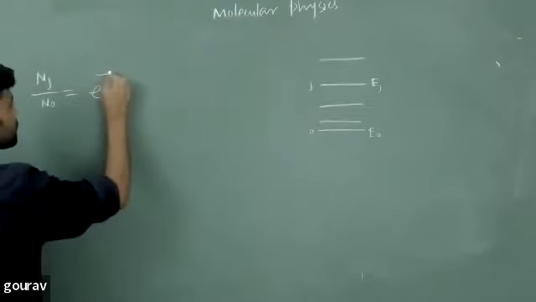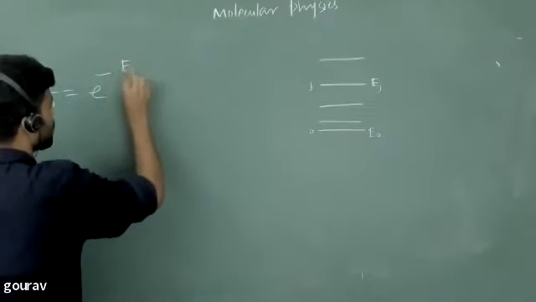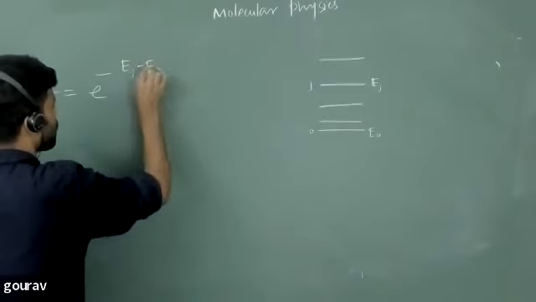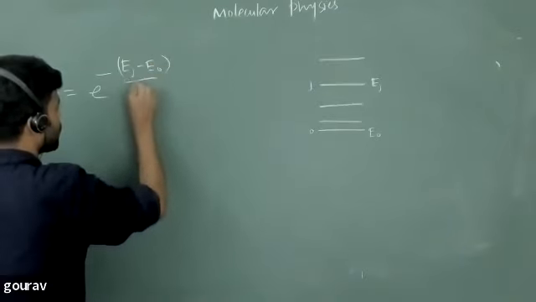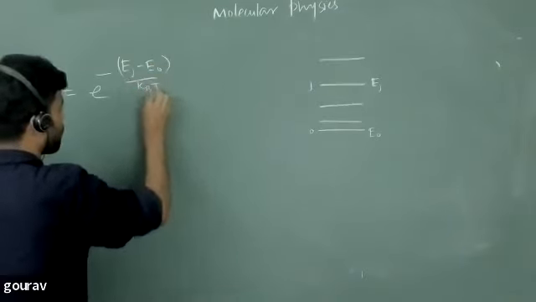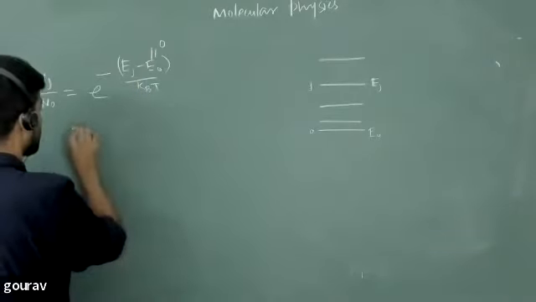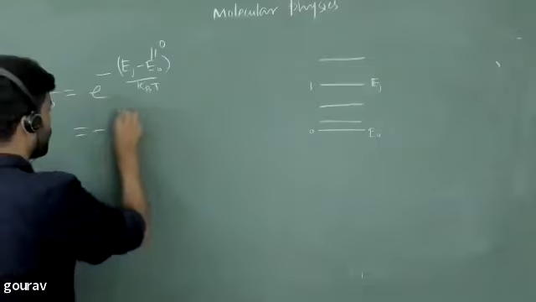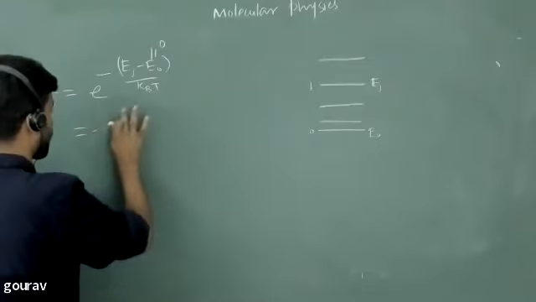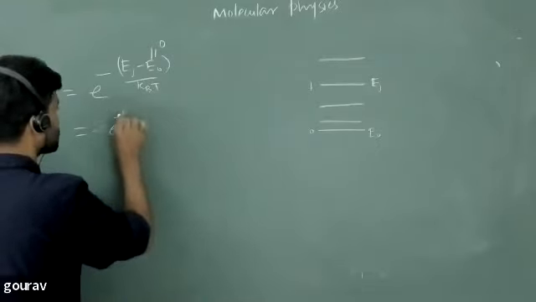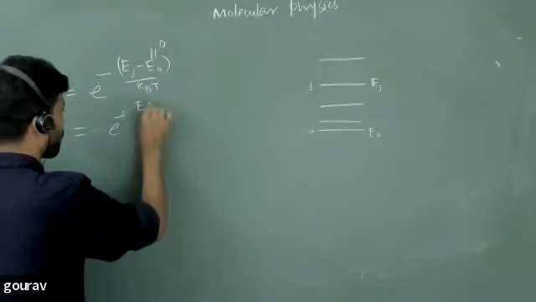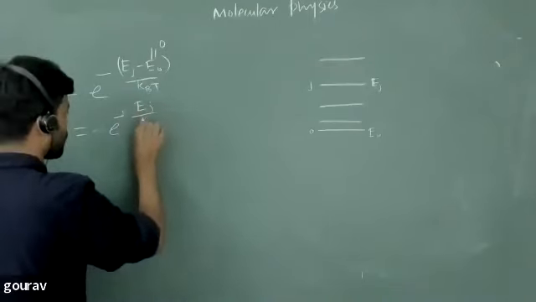So Nj by N0 will be how much? Exponential minus Ej minus E0 by kT. And E0 is how much? 0, because J is 0 there. So we can write exponential minus Ej by kT.